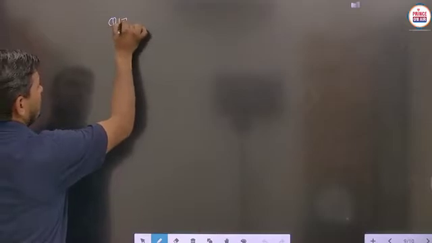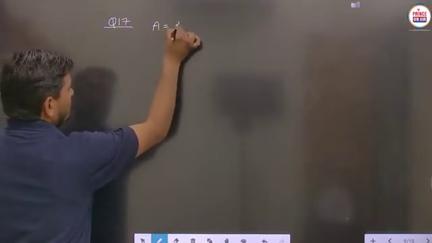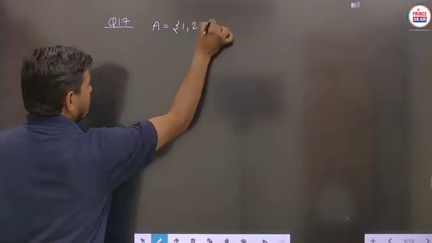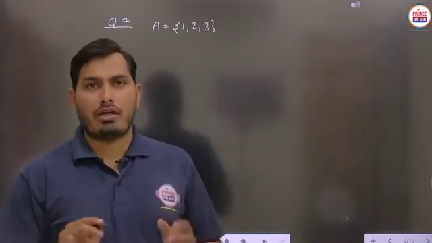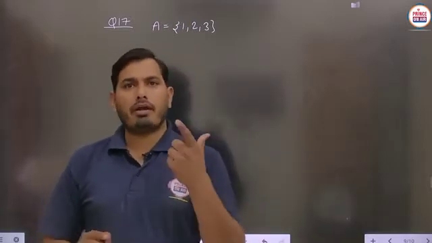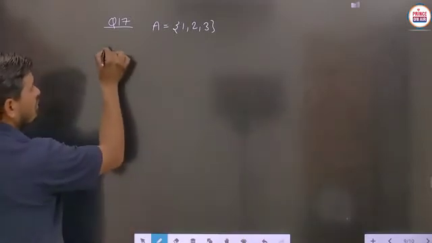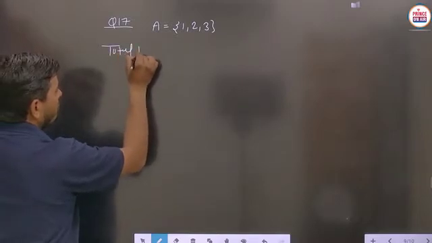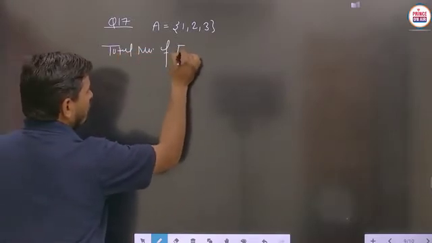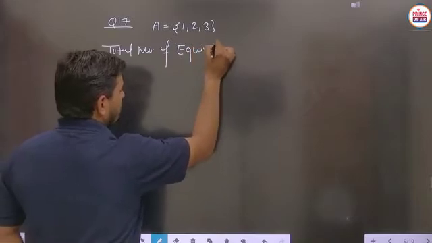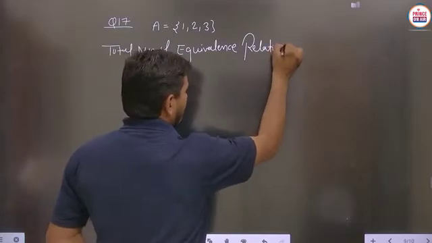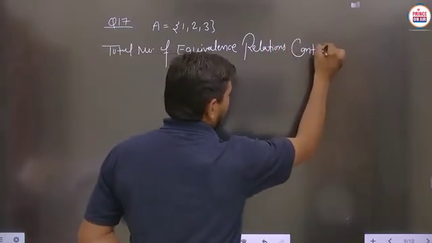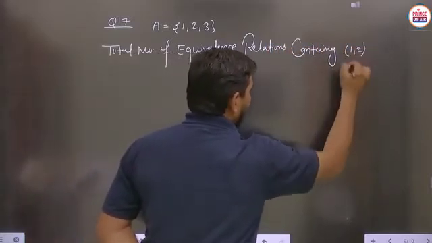Here in this question number 17, the set A is given as {1, 2, 3}. We have to find the total number of equivalence relations which contain the ordered pair 1, 2. So the total number of equivalence relations containing 1, 2, we have to calculate this.